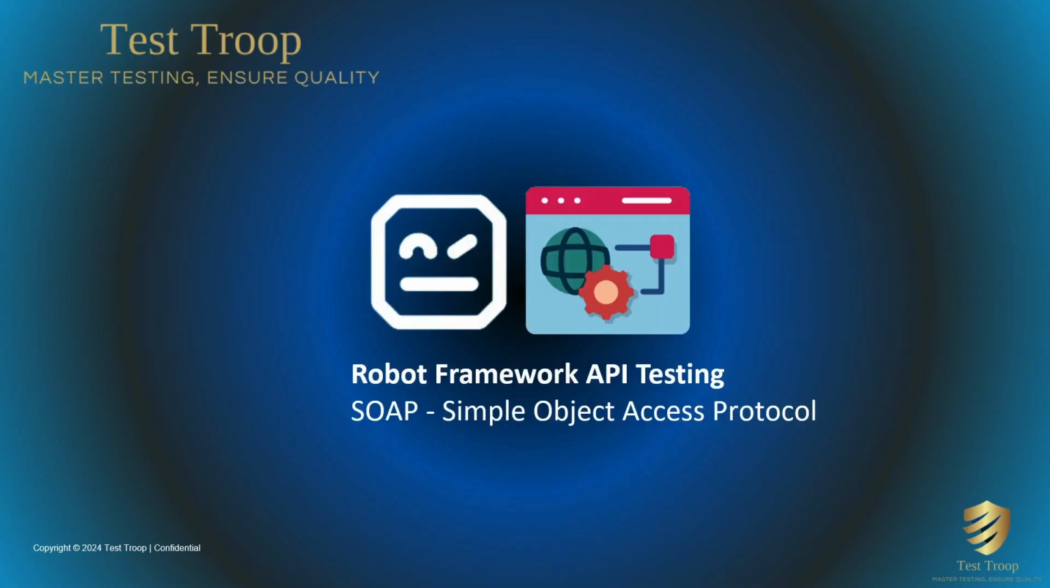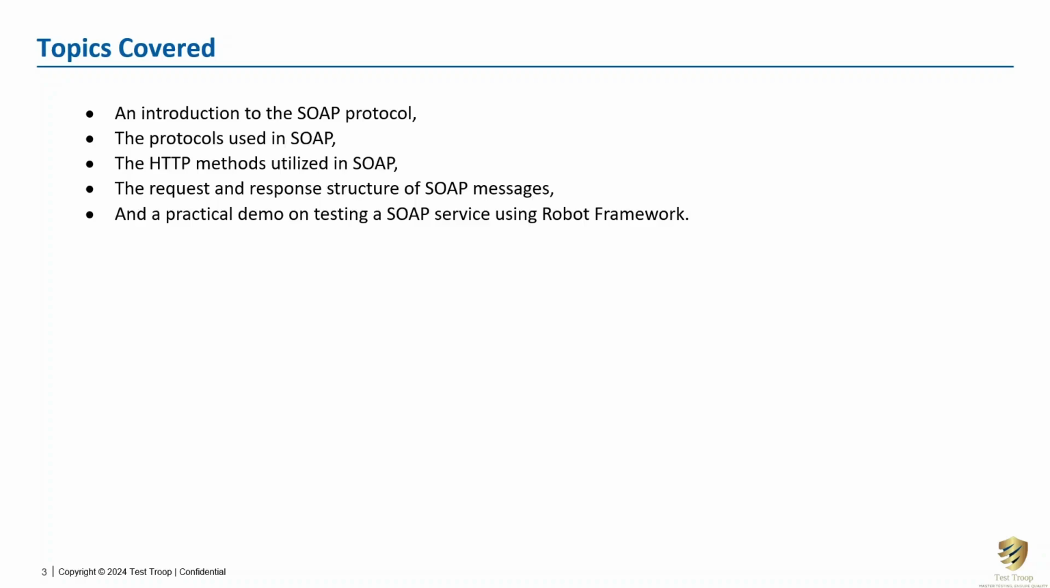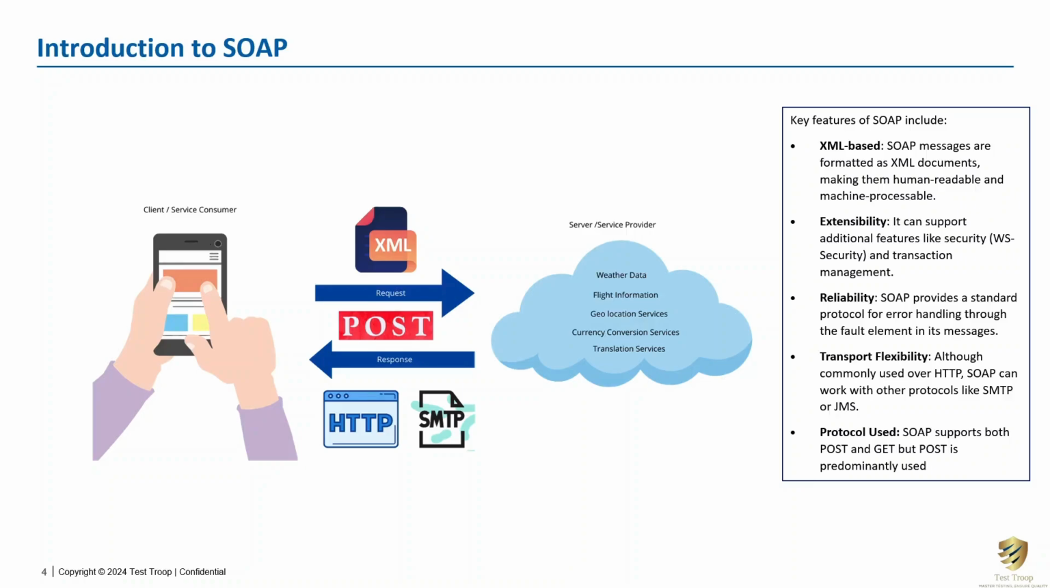As we have already seen, SOAP and REST are the two most important methods for implementing web APIs. In our previous session, we explored the basics of REST and learned how to test them using Robot Framework. In this tutorial, we try to understand the fundamentals of SOAP and demonstrate how to test the SOAP API using Robot Framework effectively. SOAP stands for Simple Object Access Protocol.